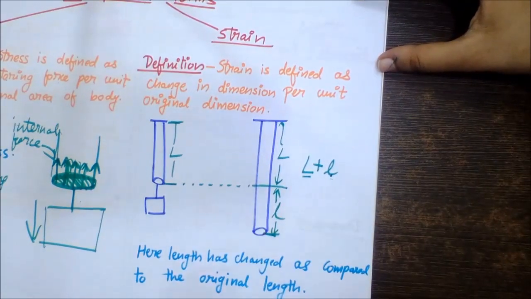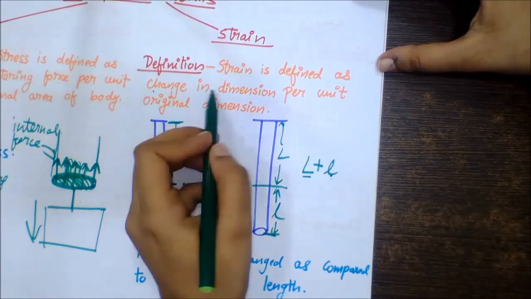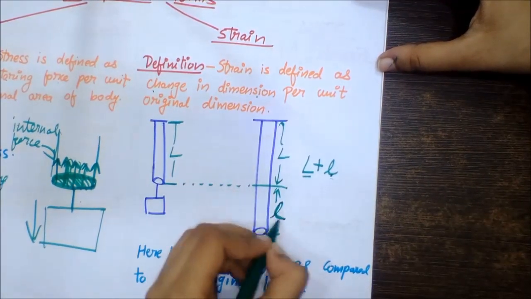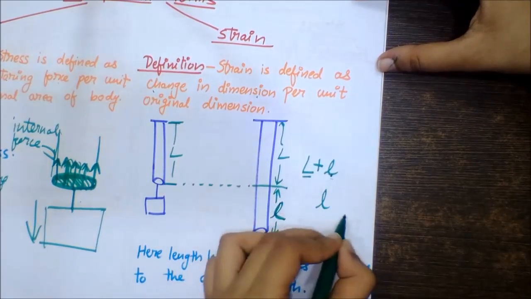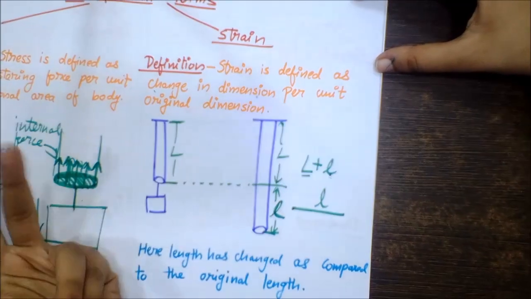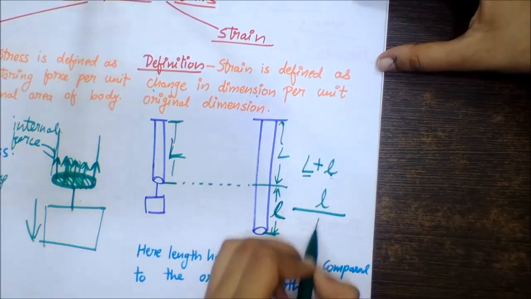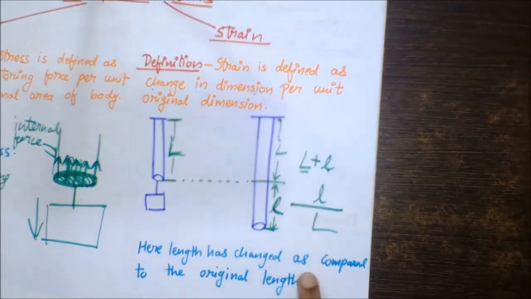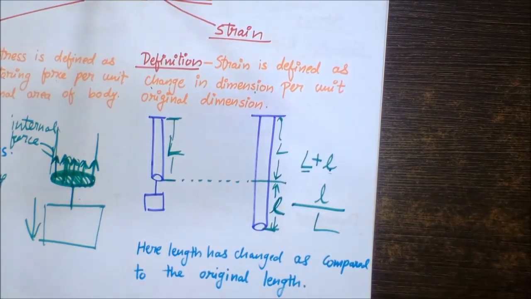So what will my strain be? Strain is defined as change in the dimension. What is the change? How much has it changed? Small l. So it has changed by small l. Per means upon. Per unit original dimension. What is my original dimension? L, capital L. Here length has changed as compared to the original length.